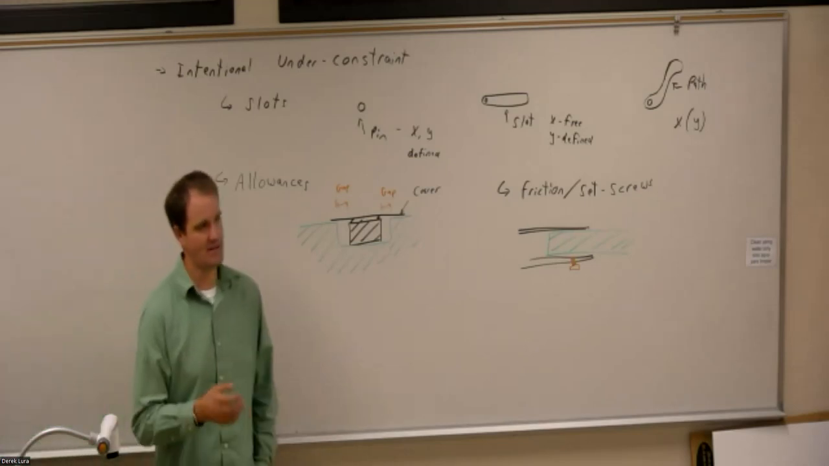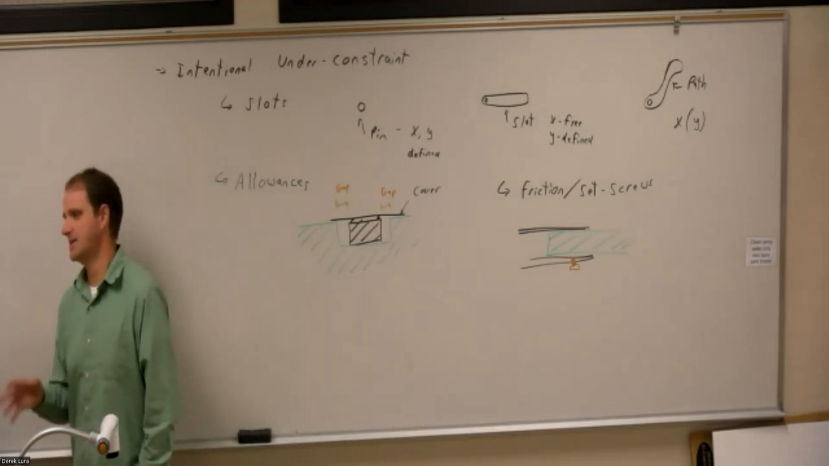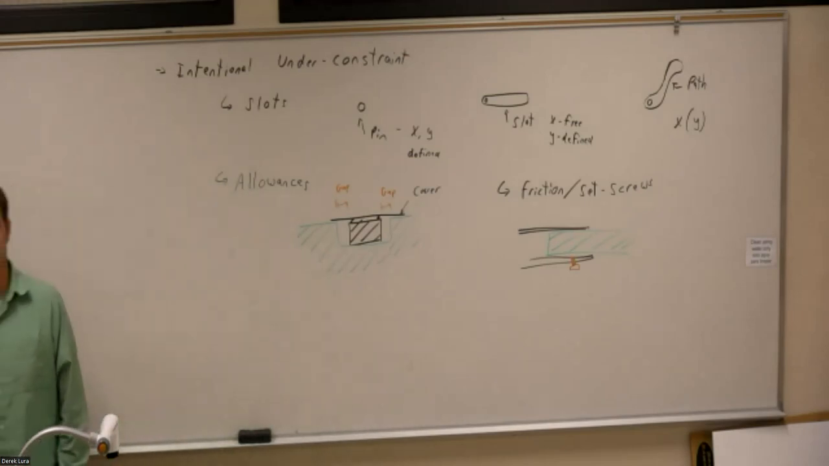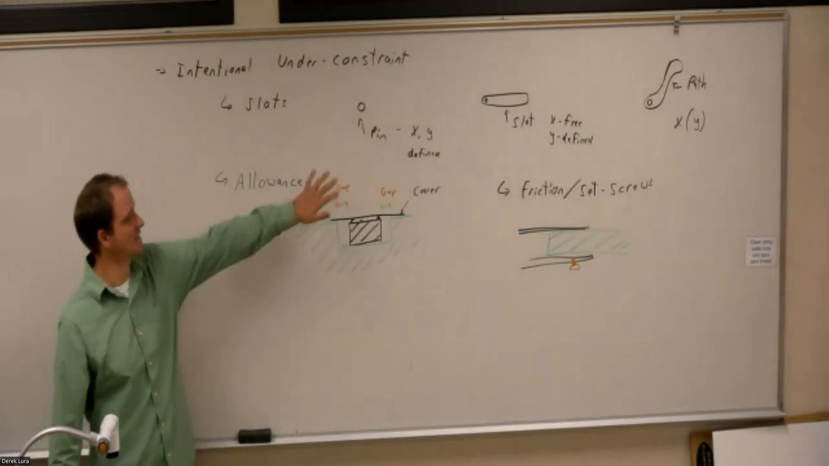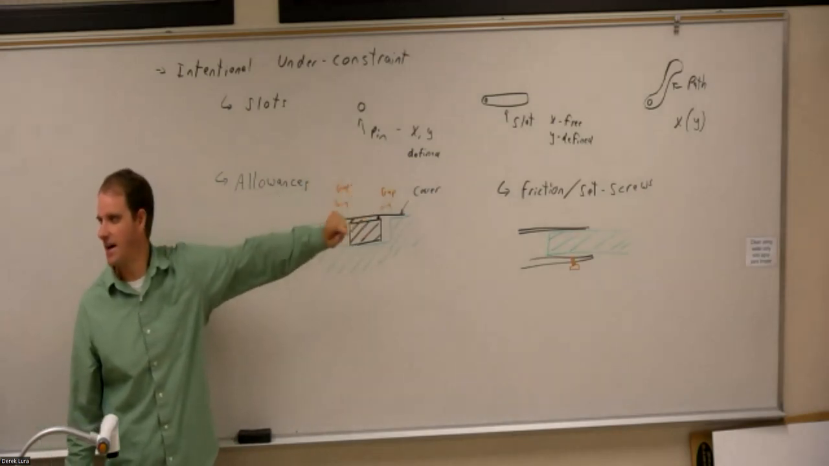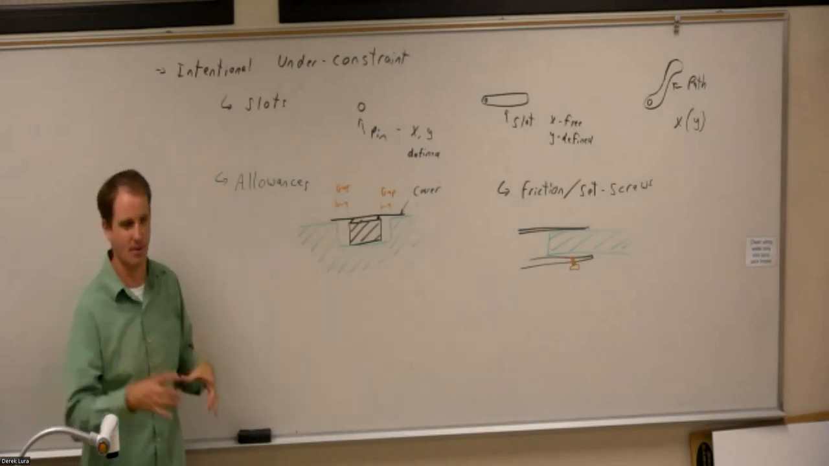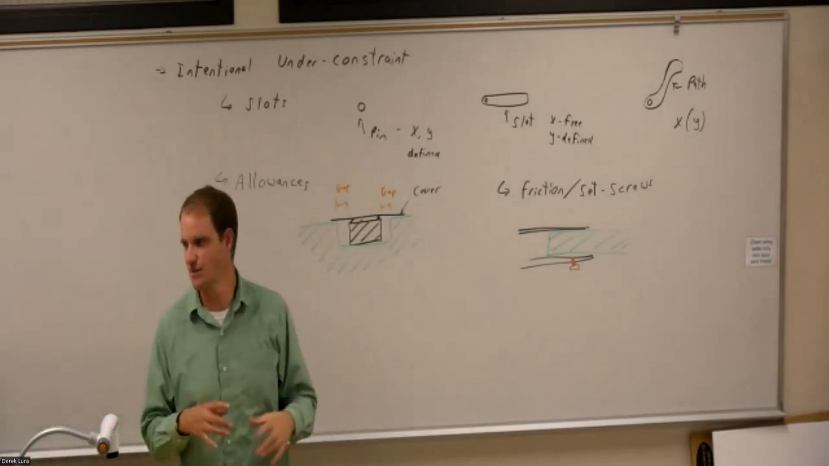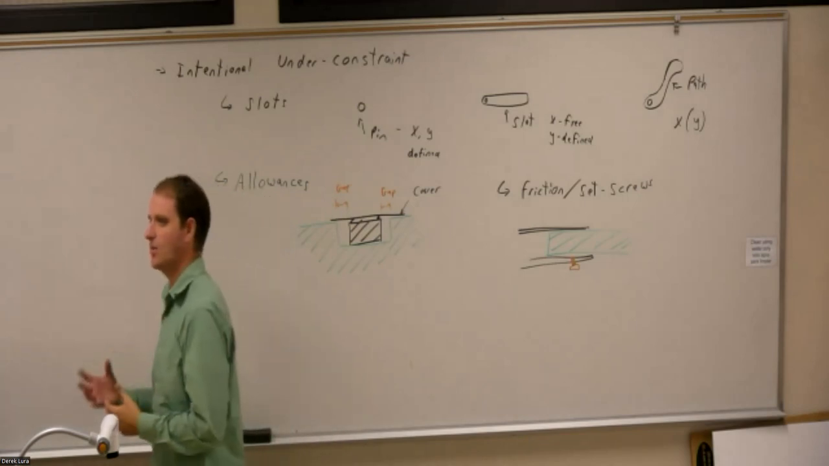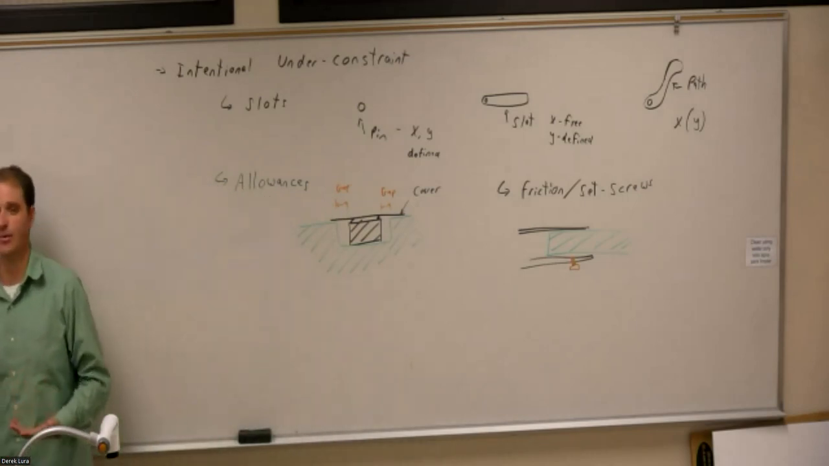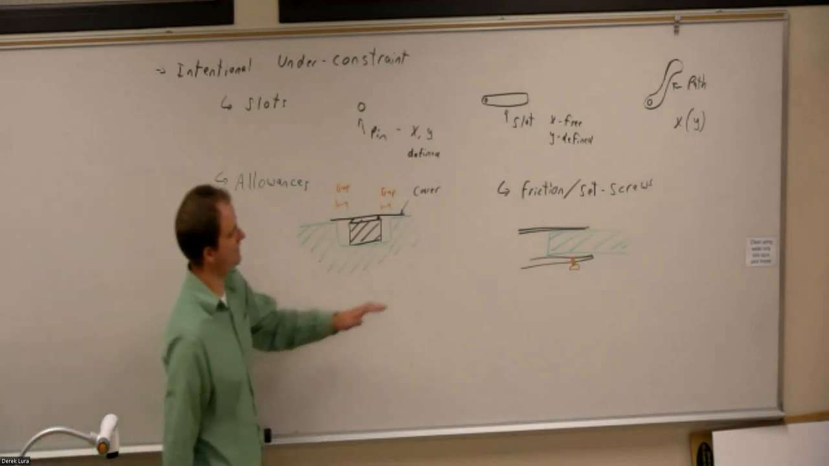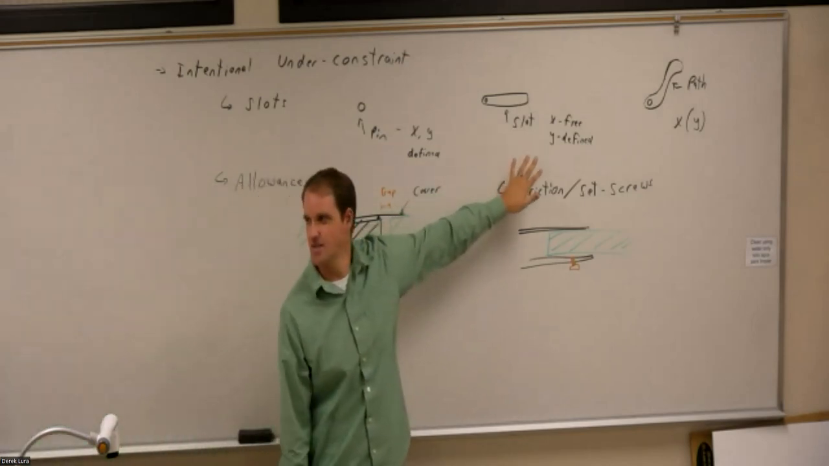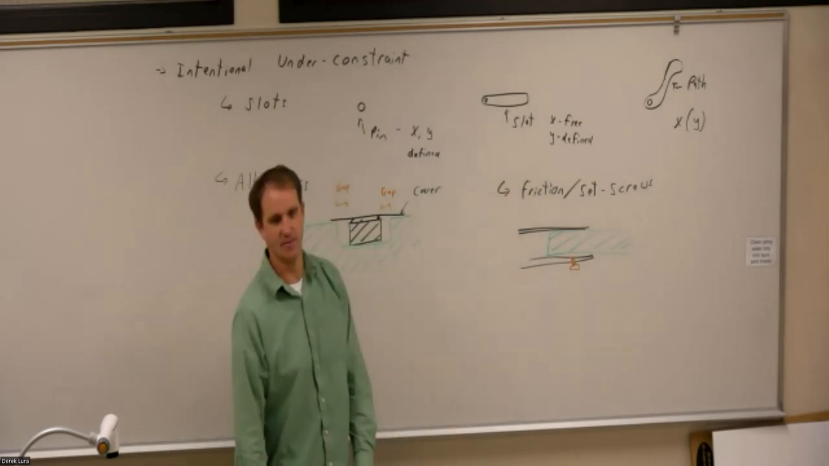The first thing I want to note as a design parameter that we can use is intentional under constraint of the system. So a lot of times we're putting things together with things like pins, which are going to define the position of two components relative to each other in both an X and Y direction. Think about, is there a way that I can relieve a portion of that constraint? The typical way of doing that would be to use a slot. And that would allow us to constrain just one direction.